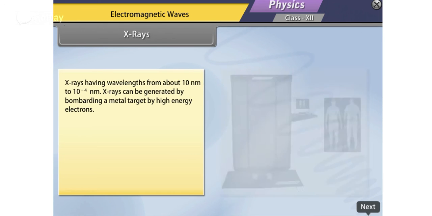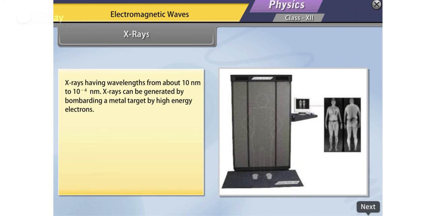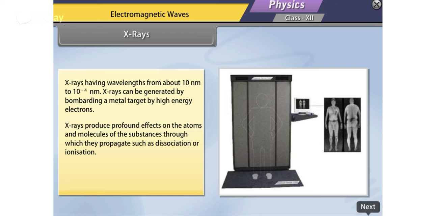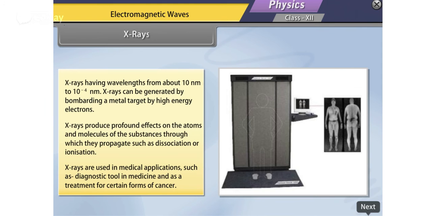X-rays. X-rays have wavelengths from about 10 nanometer to 10^-4 nanometer. X-rays can be generated by bombarding a metal target with high-energy electrons. X-rays produce profound effects on the atoms and molecules of the substances through which they propagate, such as dissociation or ionization. X-rays are used in medical applications, such as a diagnostic tool in medicine and as a treatment for certain forms of cancer.